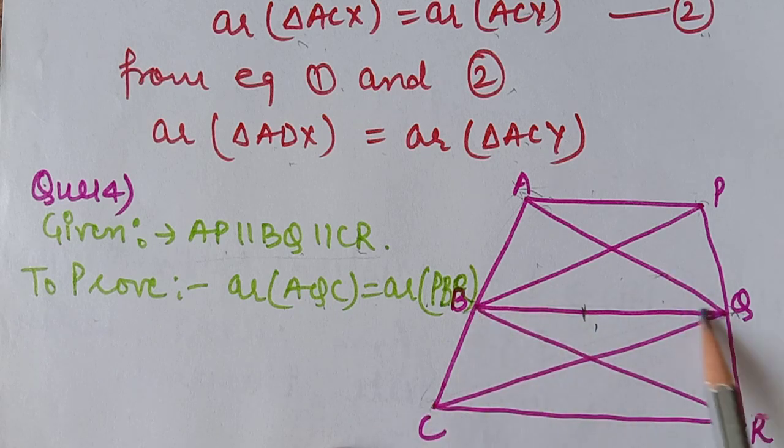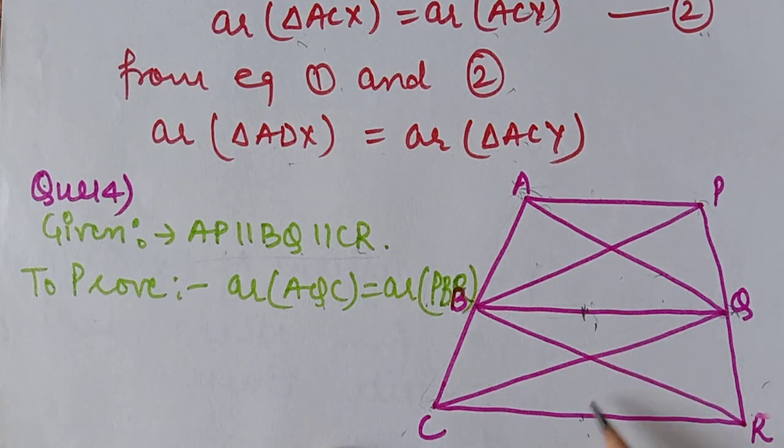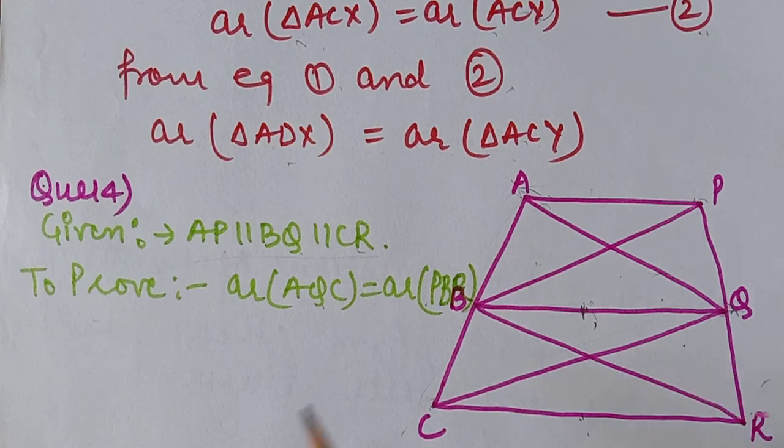Now in the lower trapezium, we will choose triangles BCQ and BQR with a common base BQ, lying between the same parallels. So they are both equal in area, equation number 2. And then we will add these two equations and we will get our result. So student, try to solve this question.